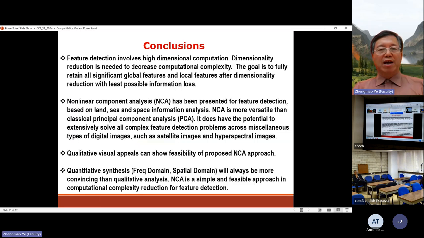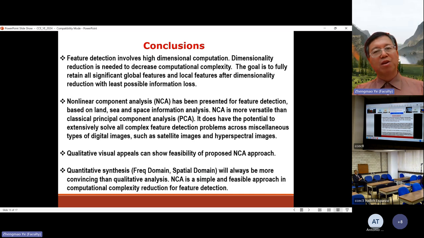At this point, I want to give a conclusion for this research. Feature detection involves high dimensional computation. Dimensionality reduction is needed to decrease the computational complexity. Our goal is to fully retain all significant global features and local features after dimensionality reduction with the least possible information loss.